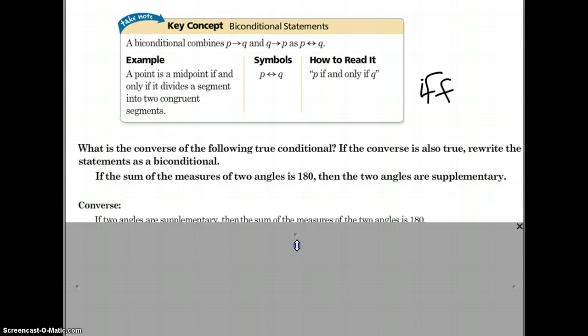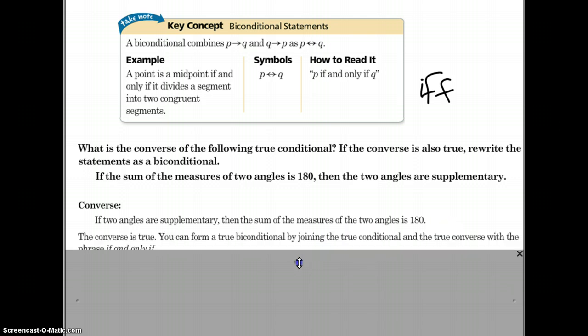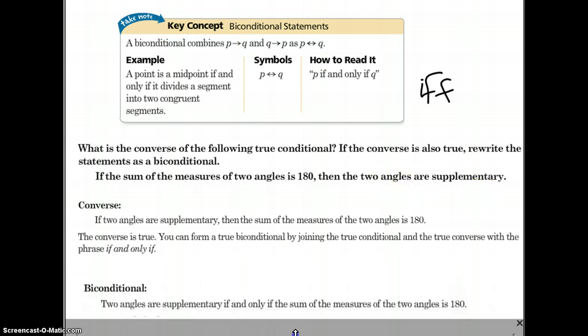Our converse switches those: if two angles are supplementary, then the sum of their measures is 180 degrees. So this converse is true. So you can form a true biconditional statement joining the true conditional and the true converse using if and only if. Our P is the sum of the measures of two angles is 180. Our Q is the angles are supplementary. We join those with if and only if: two angles are supplementary if and only if the sum of the measures of the two angles is 180 degrees.